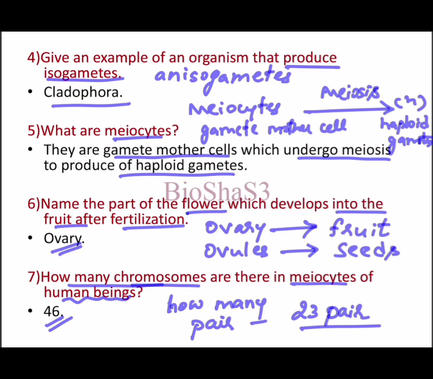So now in this slide you saw regarding isogametes, that is cladophora. Like that you remember for anisogametes as well. Then what are meiocytes? These meiocytes are the gamete mother cells which will undergo which process? Meiosis. This is keyword. Meiosis to produce gametes. How these gametes are? They are haploid. Name the part of the flower which develops into the fruit after fertilization. Ovary will give rise to fruit. So seeds will arise from which part? After fertilization, that is ovules.